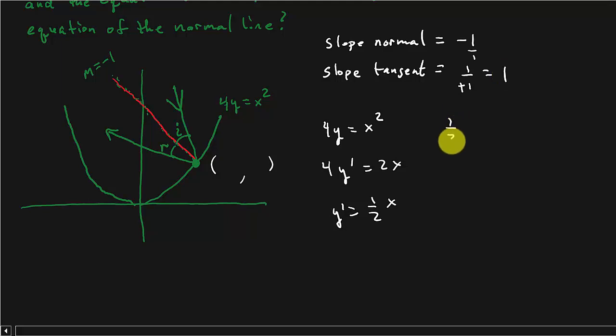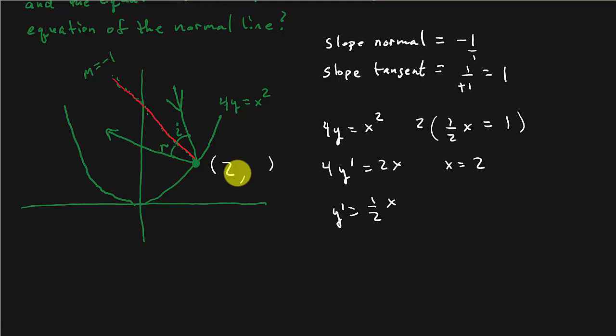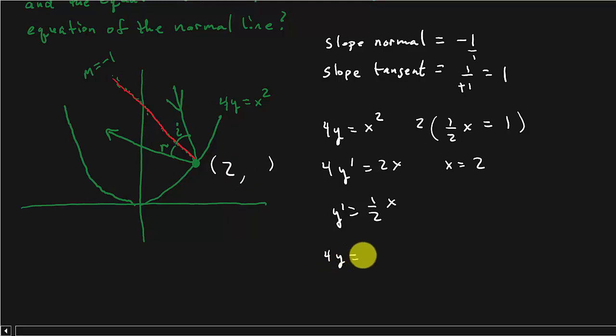So I need to know if 1/2 x is equal to 1, 1/2 x is equal to my slope. What x value is that? Well, I mean, obviously that's 2. We can see that. So x equals, see, if I multiply everything by 2, I get x equals 2. So look at that. That's the x coordinate of that point. Well, what do I need now? Now I need the y coordinate. So if I take 4y equals x squared and I replace the x with 2, that's 4y equals 2 squared. So 4y equals 4, y equals 1. So that's the y coordinate of that point.